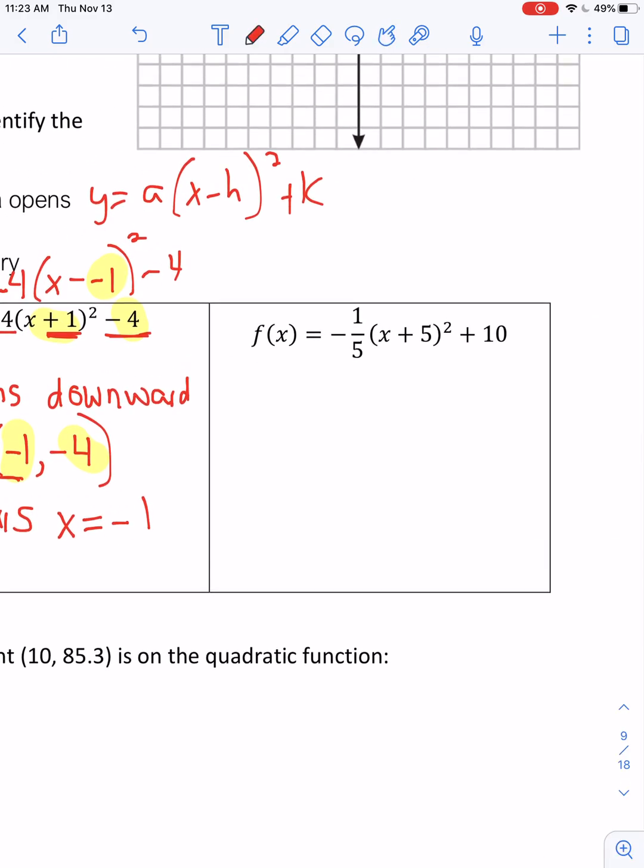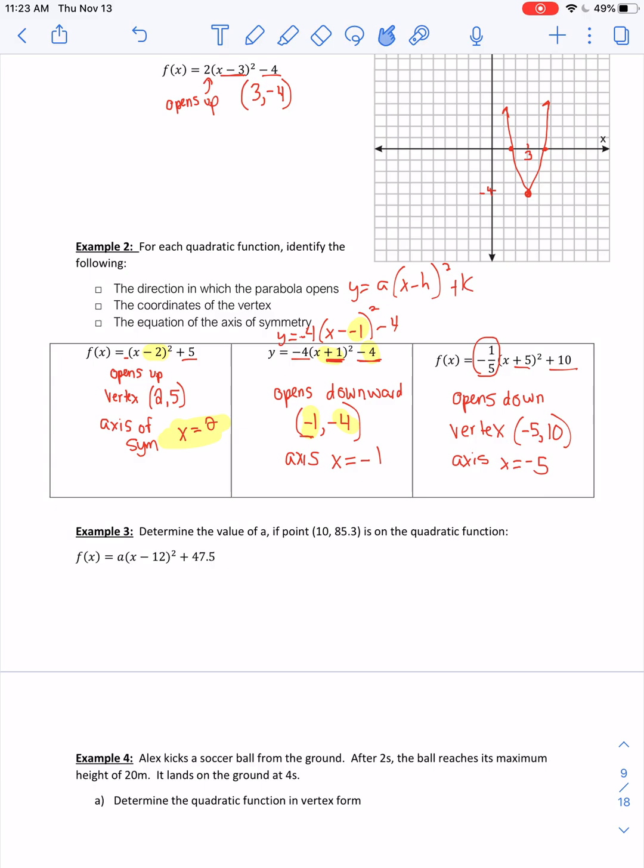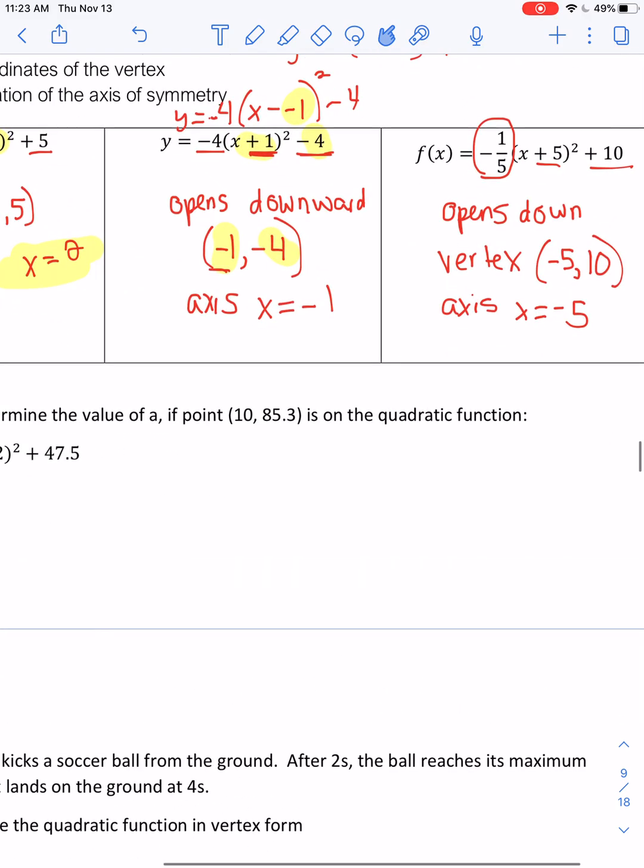Last one, we have a -1/5 as our a value, so that means our graph opens down. And then my vertex, again, I'm always going opposite sign, so it's going to be -5. And the y value is same sign, +10. So the axis of symmetry is that x value of the vertex, which in this case is x equals -5. Perfect.